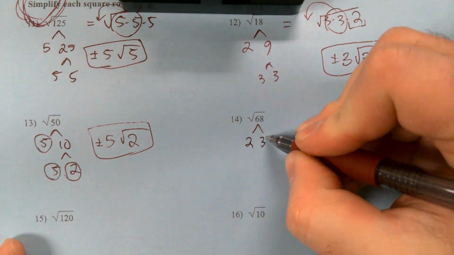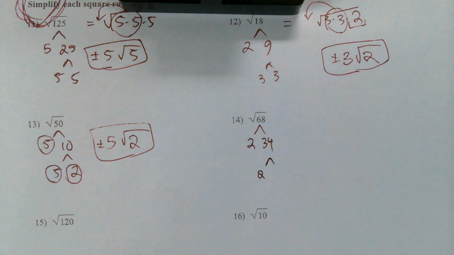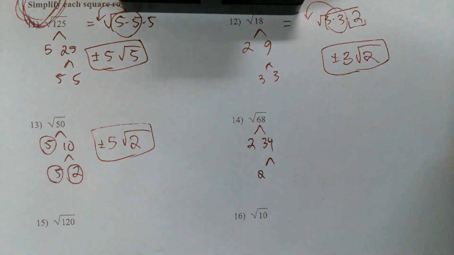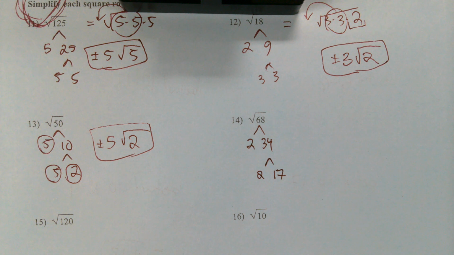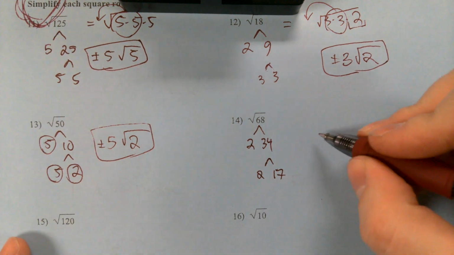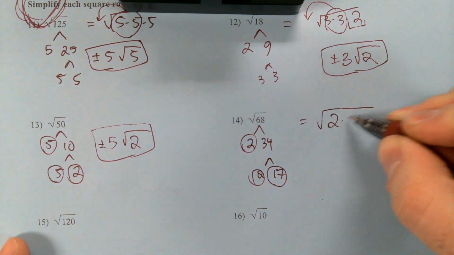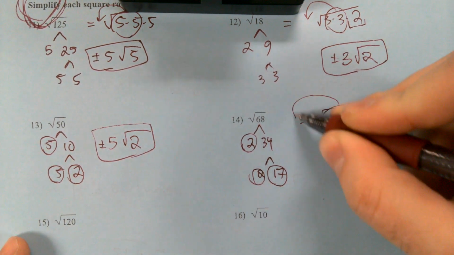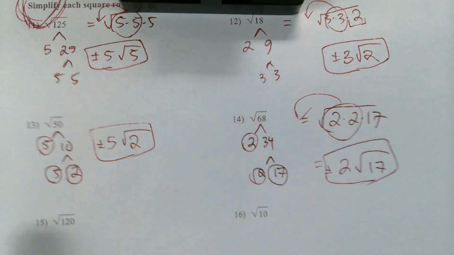34, right? Now 34 is another weird number. I don't know which two numbers multiply to give me 34, but I do know that it's even. So I'm going to cut it in half again. What's half of 34, everybody? 17, right? So we got 2 times 2 times 17. Bring that pair of 2's out in front. Plus or minus 2 root 17.